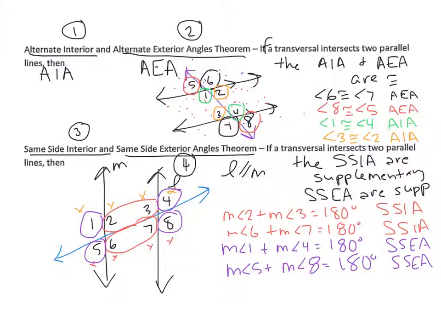So from this lesson, you should be able to recognize, or the first part of this lesson, corresponding angles, alternate exterior, alternate interior, same side interior, and same side exterior. I remember same side exterior as same side are the ones that add up to 180. Same side supplementary. That's how you can remember it.